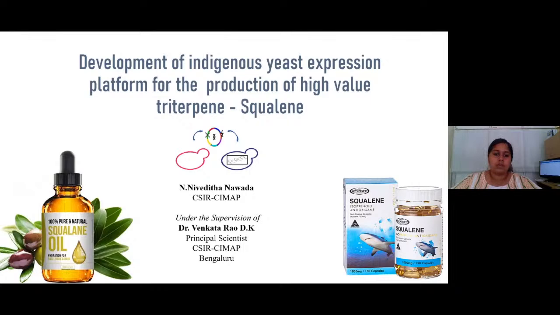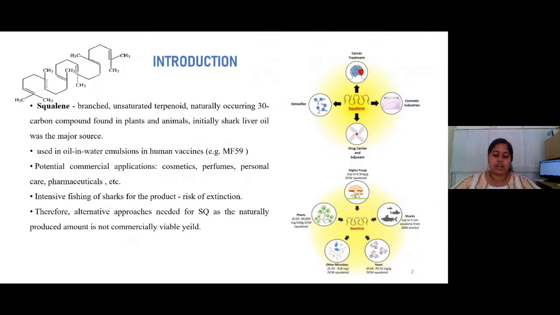Squalene is a naturally occurring 30-carbon triterpenoid that is found in both plants and animals. It was initially sourced from shark liver oil until intense fishing left the species at risk of extinction. The terpenoid is known for its use in oil and water emulsion vaccines in the pharma industry, with great potential uses in cosmetics, perfume and personal use industries. With the high demand for the compound, alternative approaches are needed to meet the market requirement. Unfortunately, the rate of natural production of the metabolite is not a commercially viable yield.